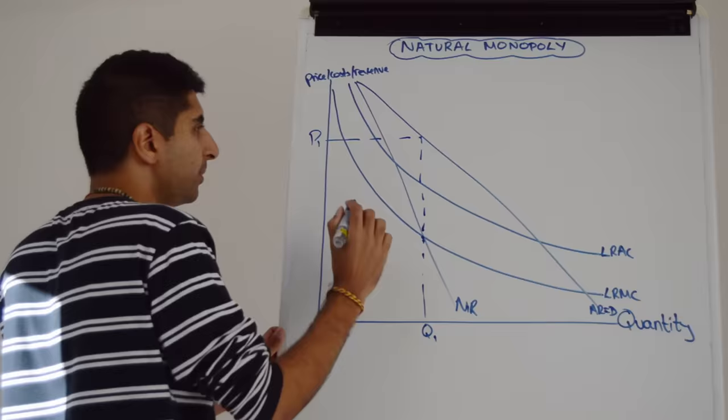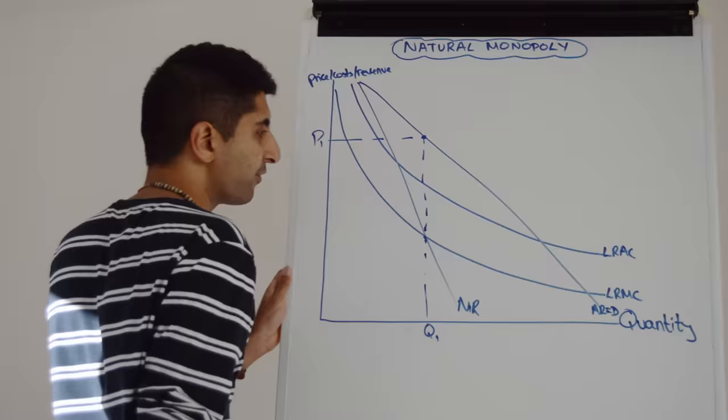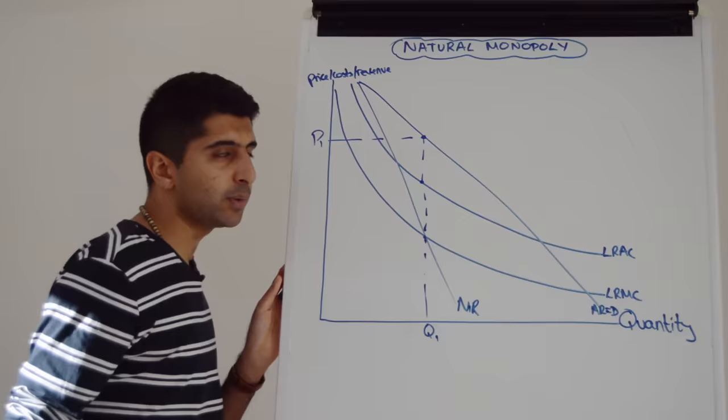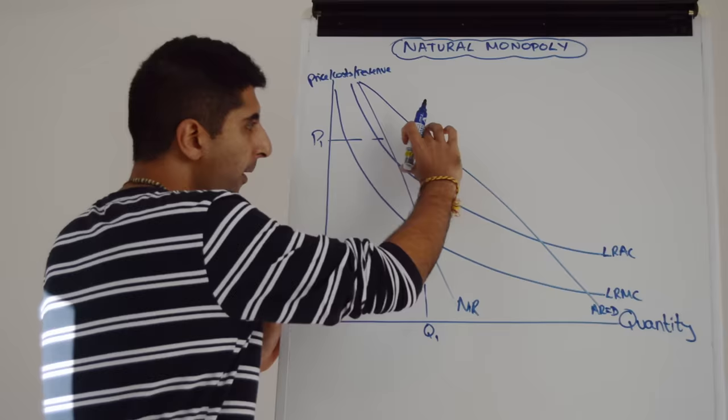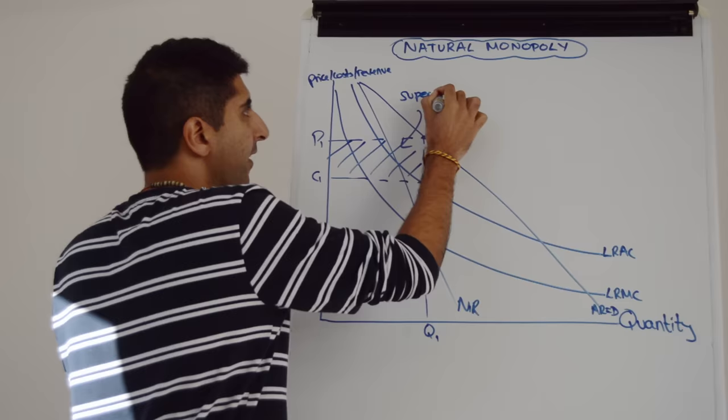At quantity Q1, let's work out the level of profit being made. To do that, we have to compare average revenue and average cost. Well, average revenue is up there, and average cost is way over here. The vertical difference between the two is the unit supernormal profit, because average revenue is greater than average cost. But if we multiply that by all of the units being produced and sold here, we get an area of total supernormal profit. So let's label that area as the supernormal profit being made.